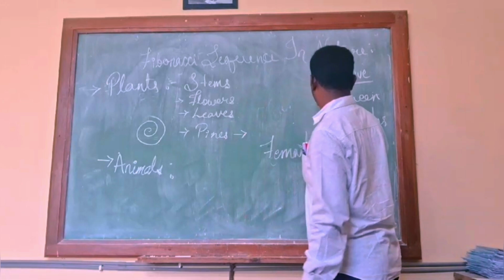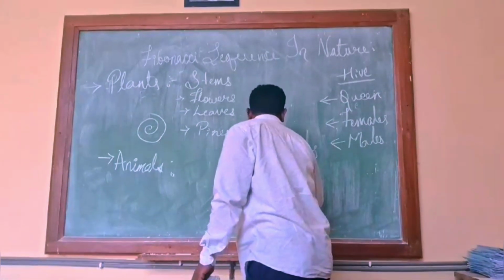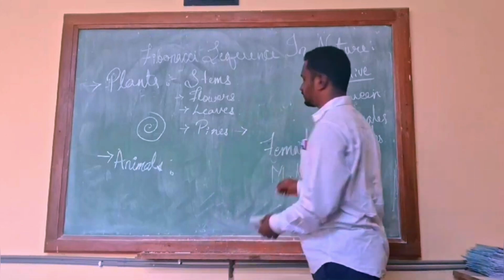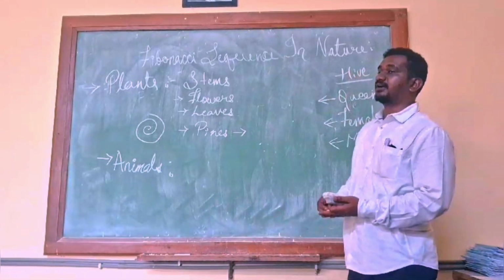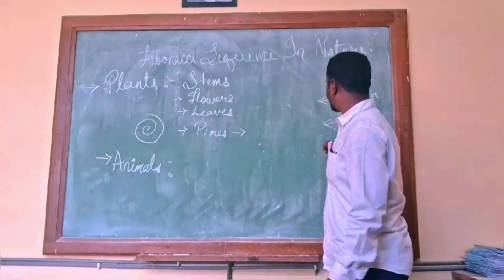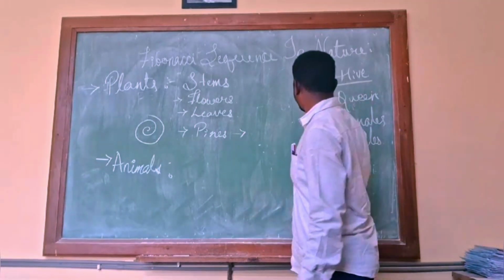I mean, fertilized eggs always form females and unfertilized eggs always form males. So here it goes like this. So we can say that... What did you say? Fertilized eggs, yes sir. Fertilized eggs, they form females, sir.